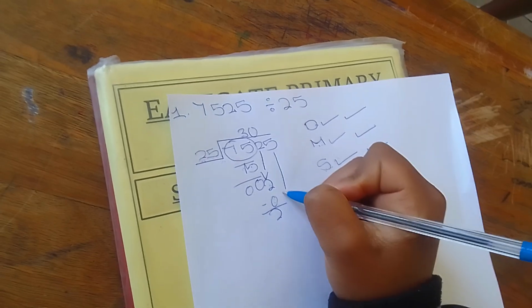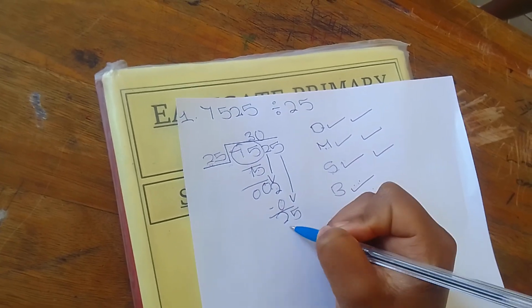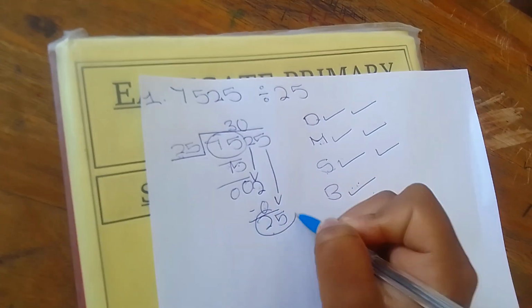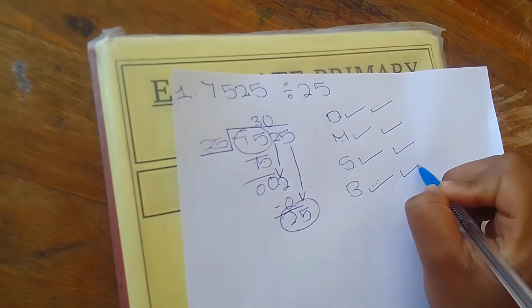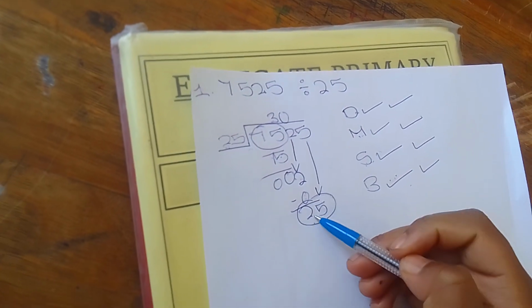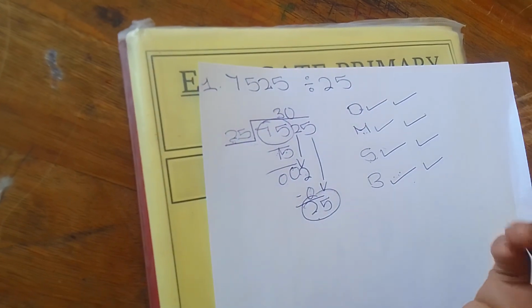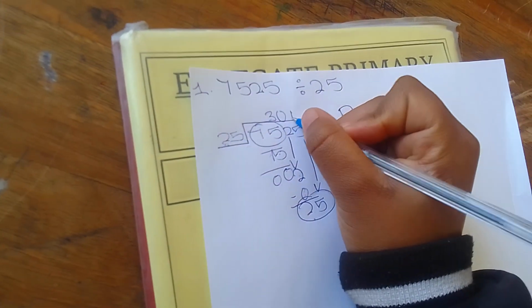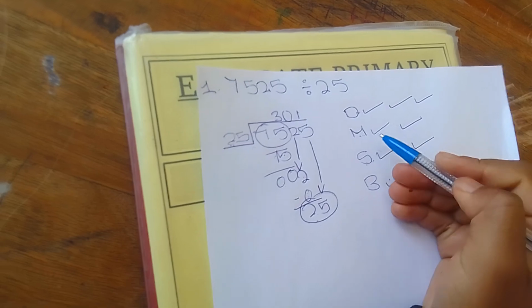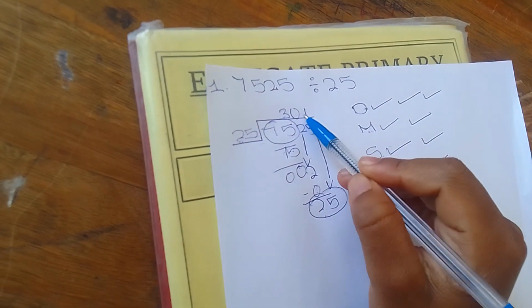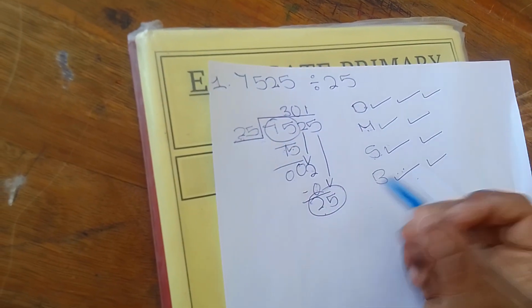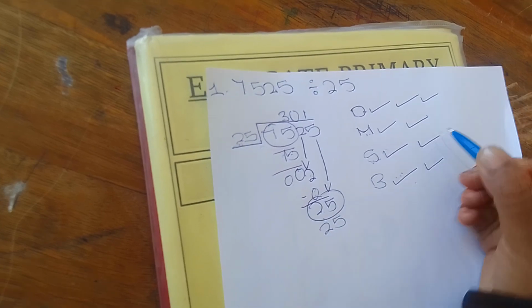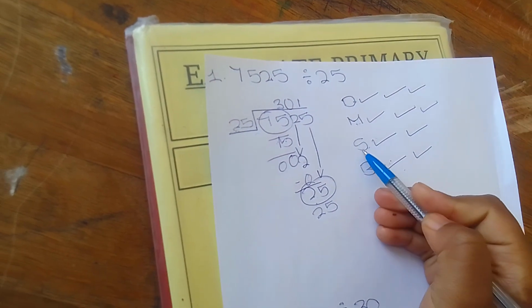Now you're going to come to bring down. We're going to bring down this 5 next to this 2. Now you're making a new number. You're going to get 25. You mark that. Now you're going to say 25 divided by 25, and then you're going to get a 1. You mark that. Now we're going to multiplication. You're going to say 1 multiplied by 25, and then you get 25. Now you mark that.